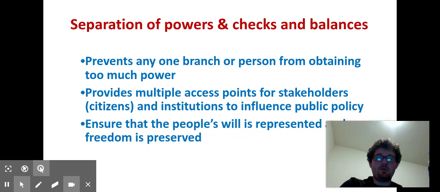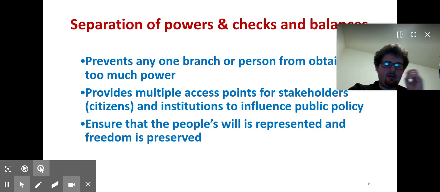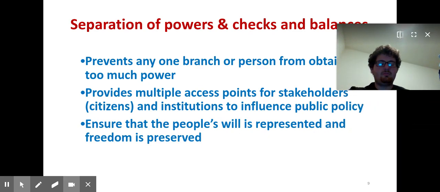All right, so in short, separation of powers, checks and balances, prevents any one branch from becoming too powerful. It also makes sure that there are many, many ways for us, the citizens, to influence public policy through the offices in which we can vote. And the purpose of all of this is to ensure that the people's will is best represented and that freedom is preserved. It's part of that preamble that y'all probably already know.